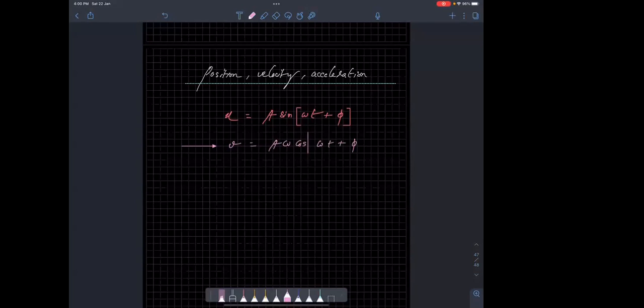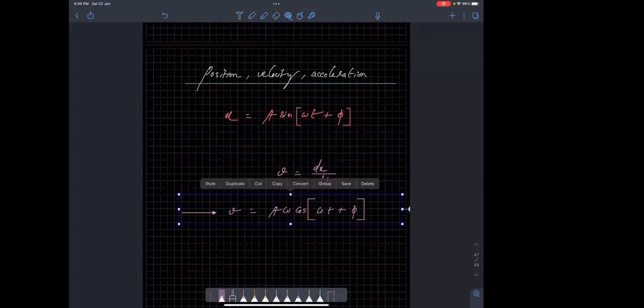How did you get this? Derivative of x. Rate of change of position is velocity. So if you take the derivative, here I'll write v is also equals to dx by dt. So if you do this, you'll get this. So I'll actually write this first, then I'll write this.